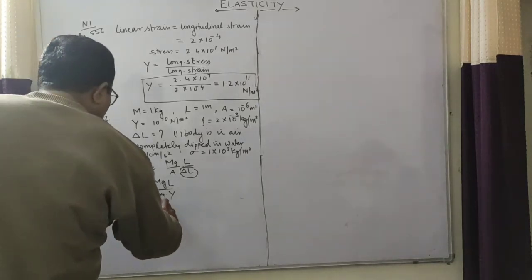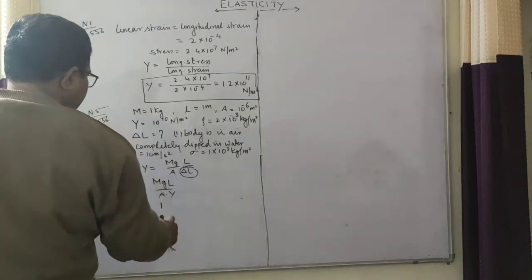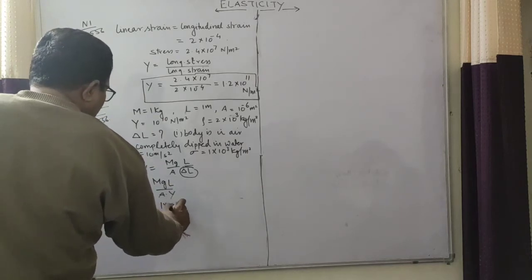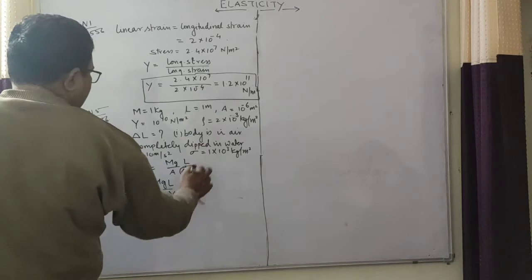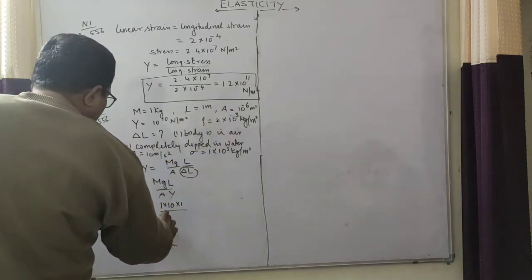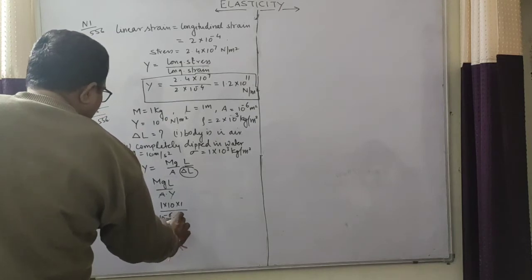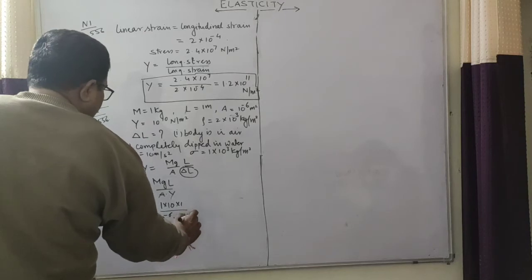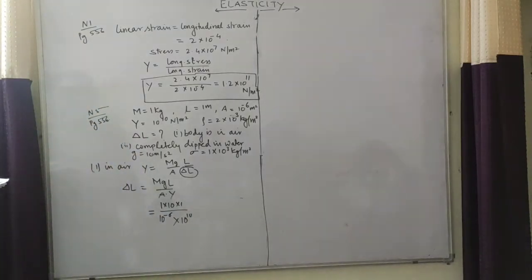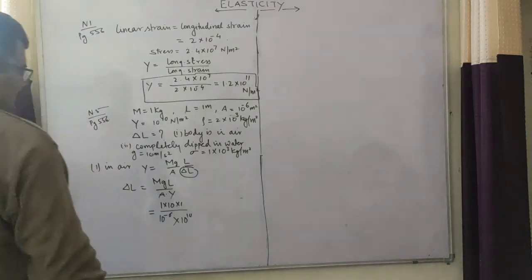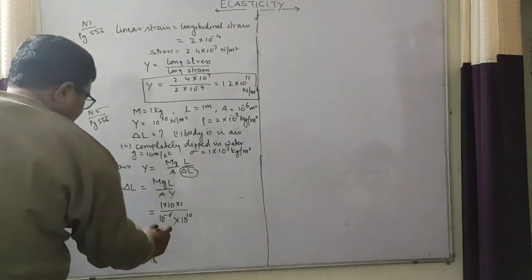M is 1 kg, it is given. G is 10, that is also given in the question. L is also 1. Length is also given as 1. Now area is 10 to the power minus 6 and Y is 10 to the power 10. So here you can see that we are not using densities anymore. What will be the use of density, that I will tell you in the coming part.